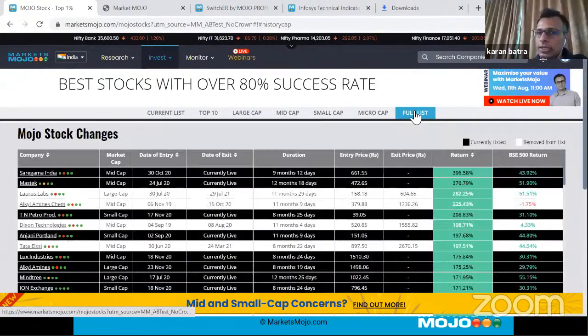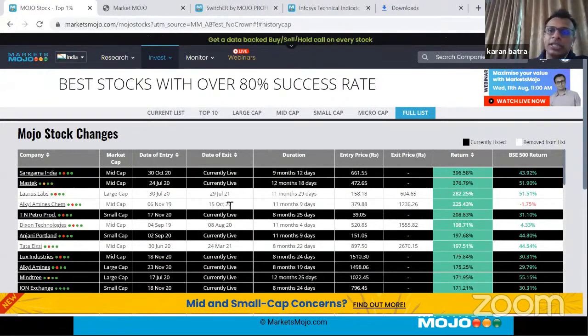You can go to the full list. The full list gives you a complete view of all the stocks which are there, either there today or were there earlier. So the ones which are in black are the ones which are still in the portfolio. The ones in white have exited the list. Now, when they came in, when they went out, what price of entry, what price of exit, what performance they gave versus the benchmark is all mentioned on this page.